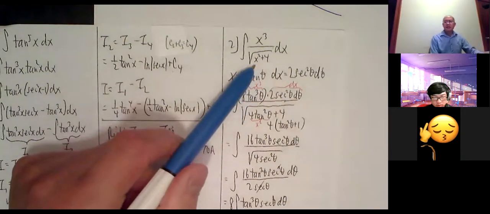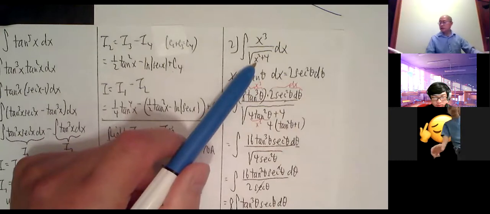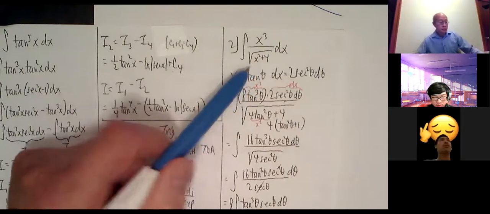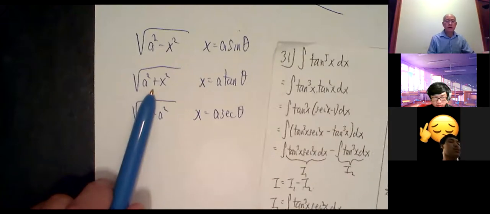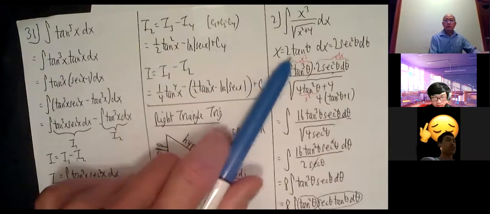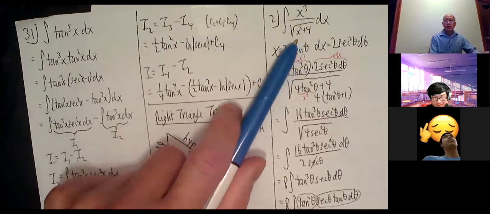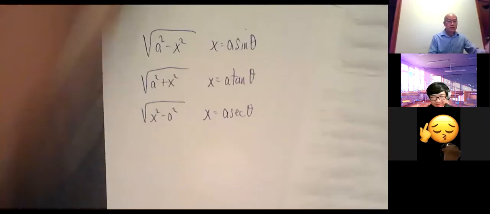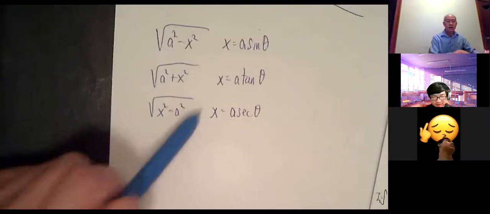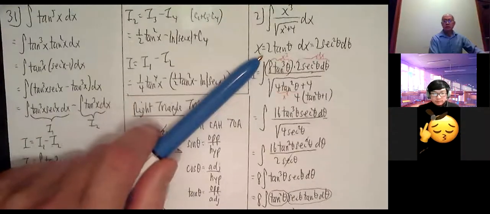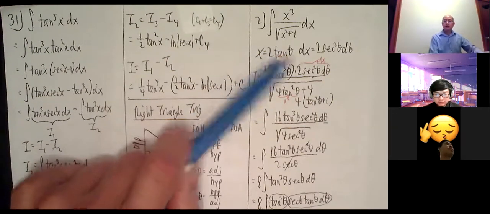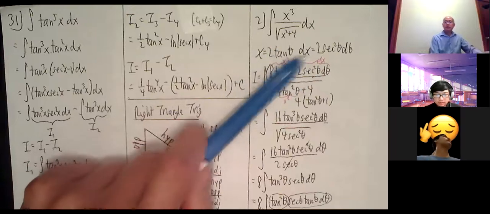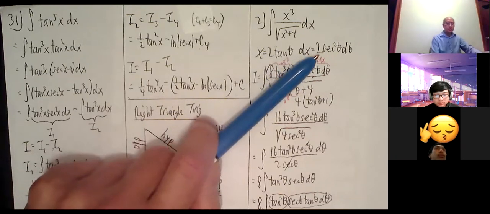Okay, this is easy because there's only one of them that has a plus, right? So that would be the middle one, right? A squared plus x squared. So again, a is 2. So let x equal a tan theta. So x is 2 tangent theta. What's the derivative of tangent? Secant squared. So dx equals 2 secant squared theta d theta.